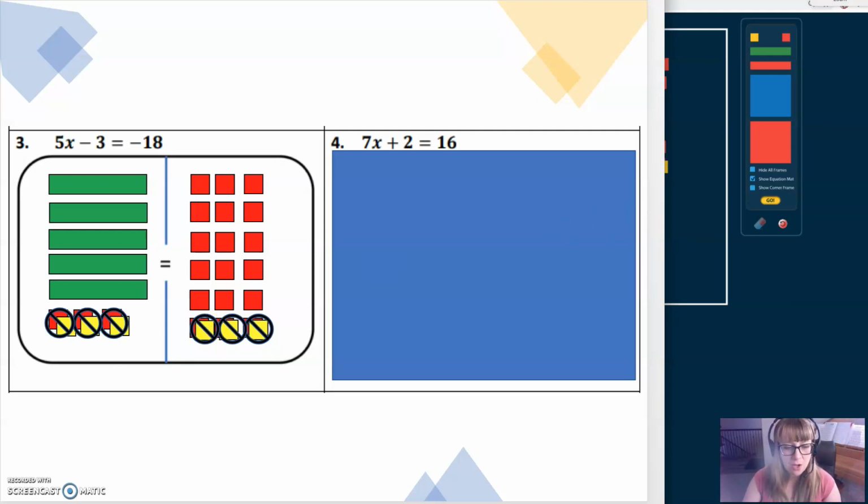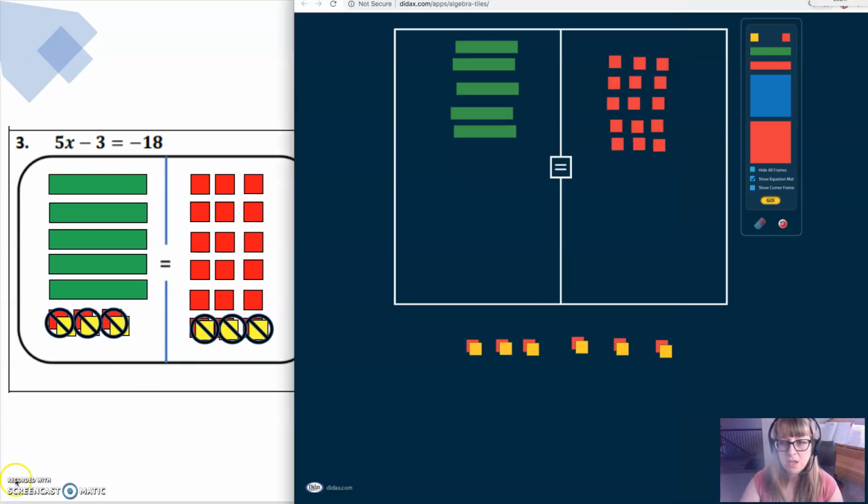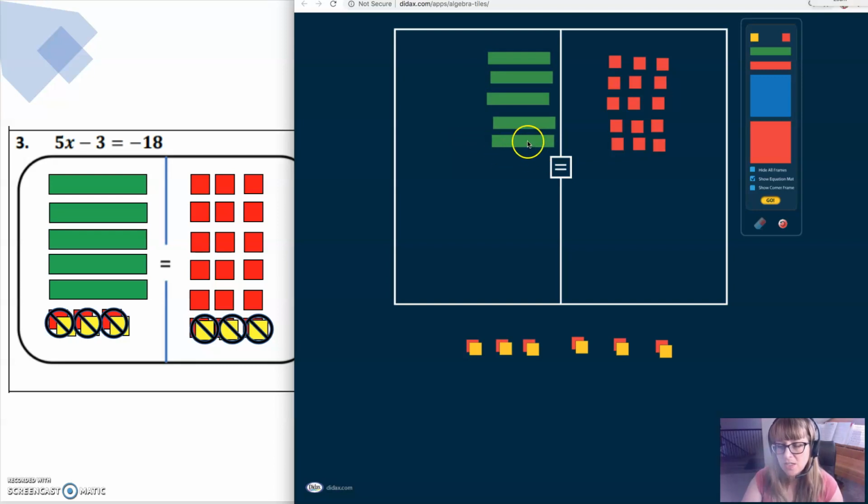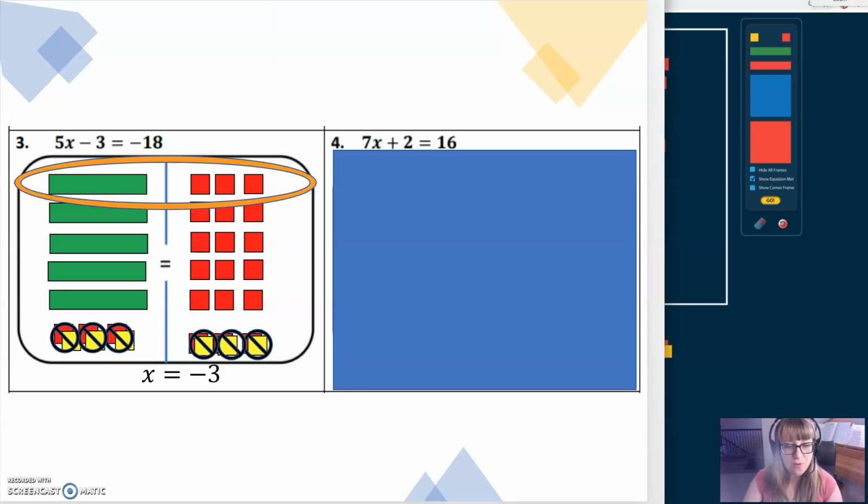But look at what I've done now in these virtual algebra tiles. I've cleared off those zero pairs off of my mat just because I can with the virtual ones. And now I've got 1, 2, 3, 4, 5 of those x tiles all by themselves now. I just need to figure out how to balance these 5 x tiles with these 15 negative unit tiles in 5 groups. So I want to split these into 5 groups. And notice that I actually kind of built it to be in those 5 groups anyway. So we can see that one of these x tiles is balanced with and equal to 3 of those negative unit tiles. Therefore, we have x is equal to negative 3.